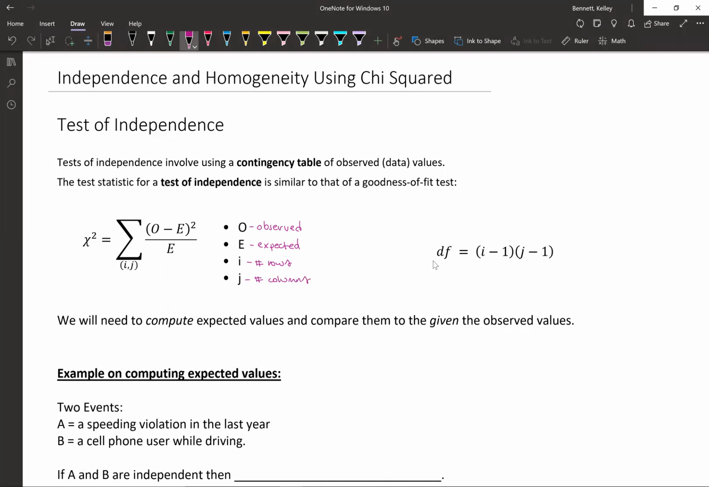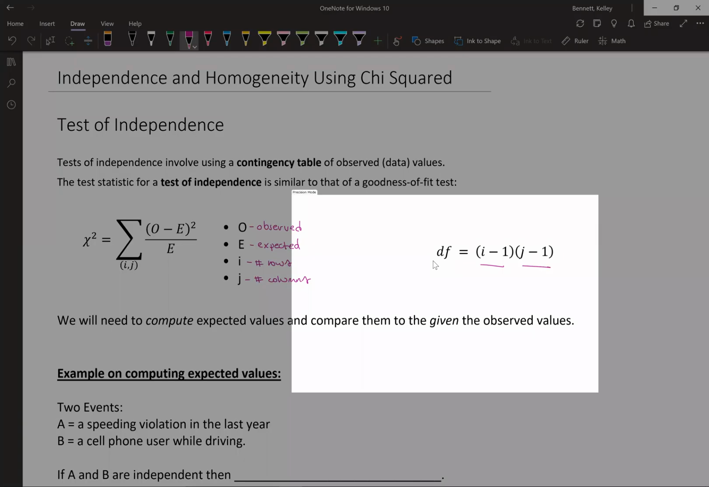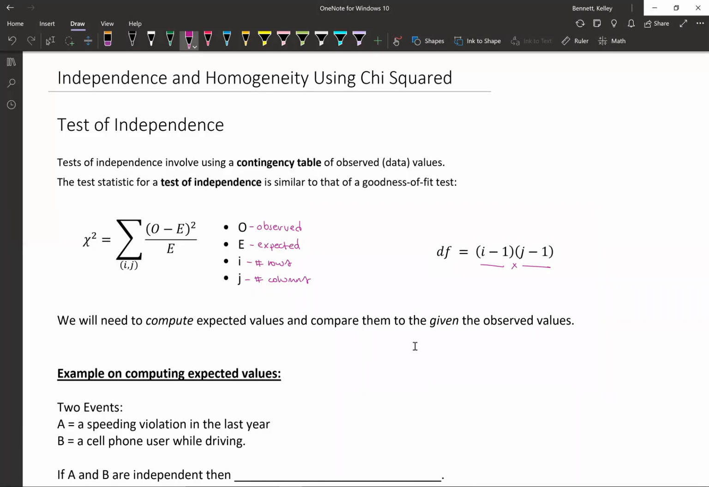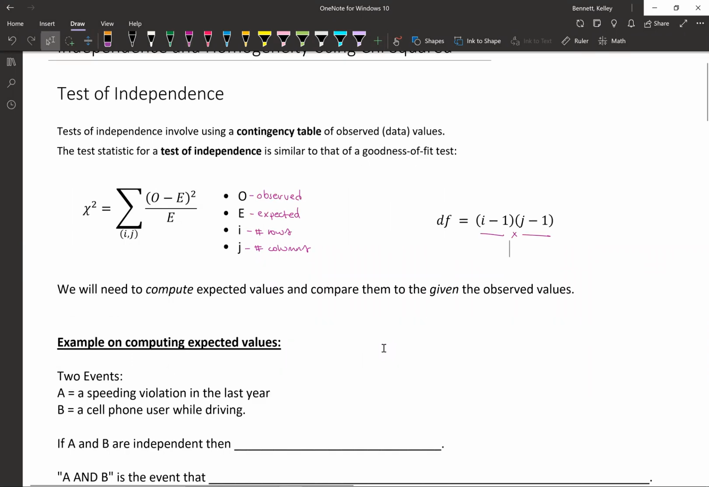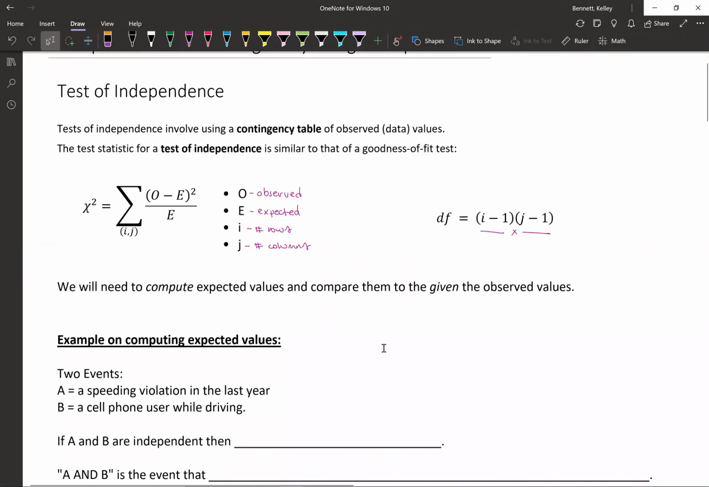And since we're using a chi-squared distribution, we'll need to know degrees of freedom. So that's going to come from 1 less than the number of rows times 1 less than the number of columns. From observed values, we'll have to compute expected values.